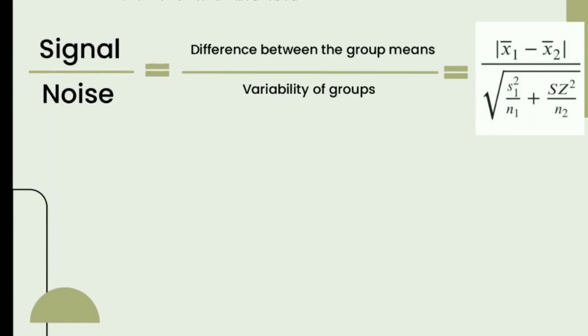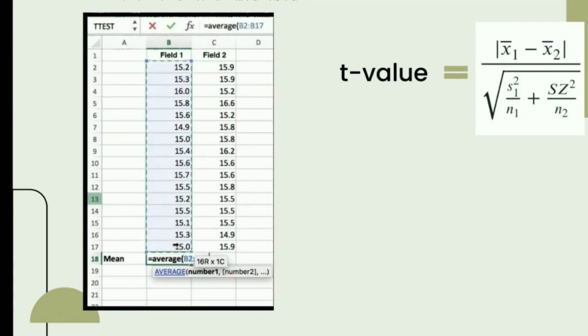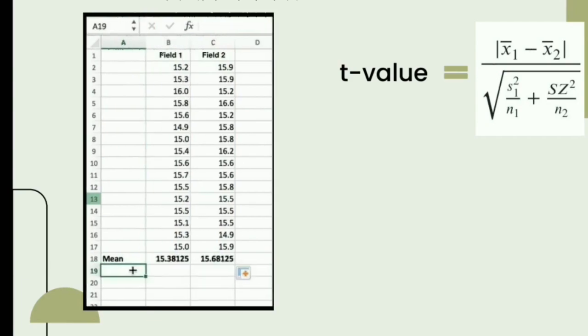So let me show you how to calculate the t-value. The first thing we have to do is to figure out the mean. To get the mean, we just type equals AVERAGE, then parenthesis, and then select the entire sample set, and then we get the mean, which is 15.38. Then what we did for field 1, we do the same for field 2 to get the mean.